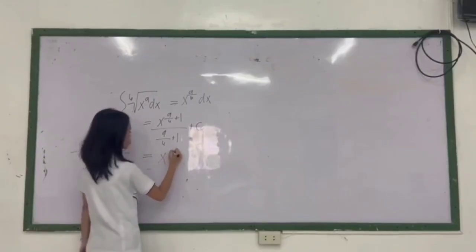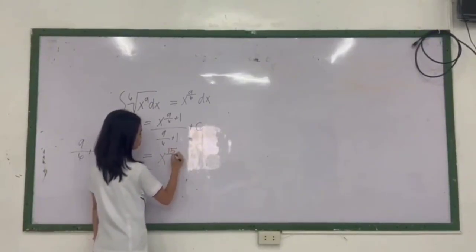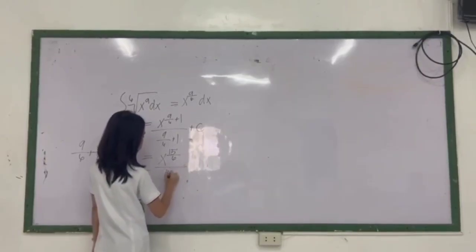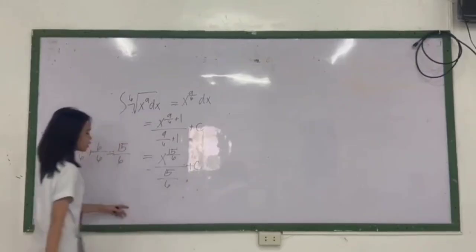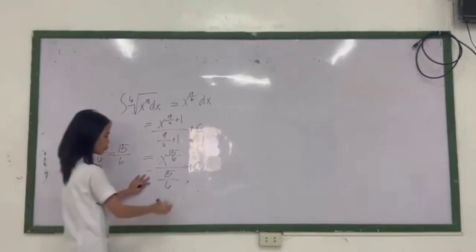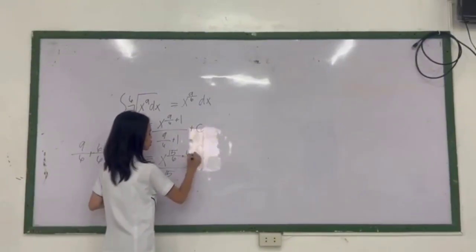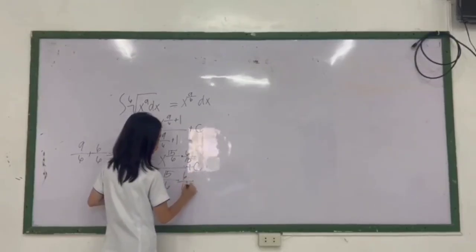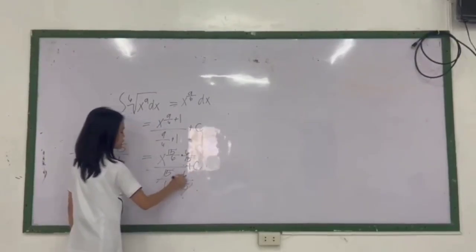So x is 15 over 6, then 15 over 6. Then multiply it by its reciprocal, 6 over 15, and this will be the answer.